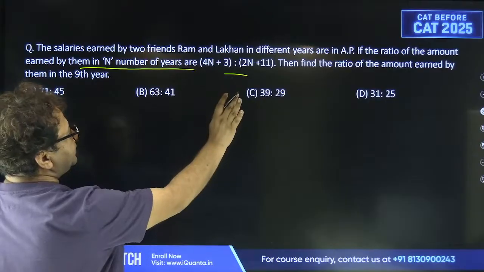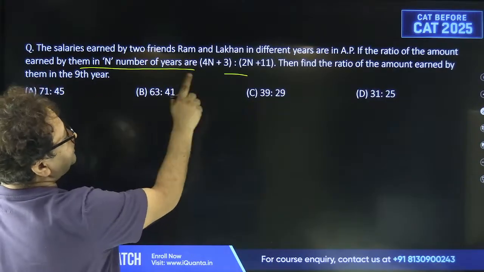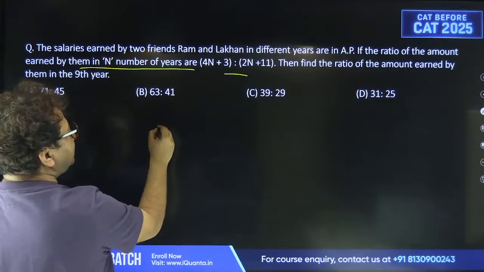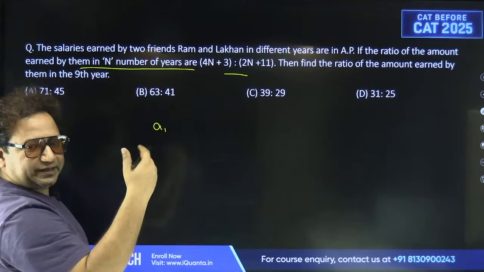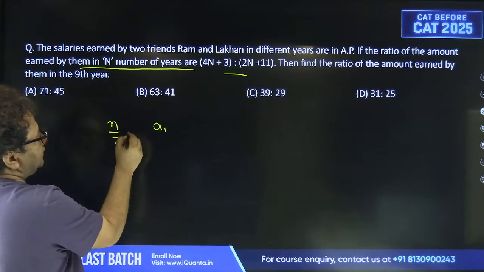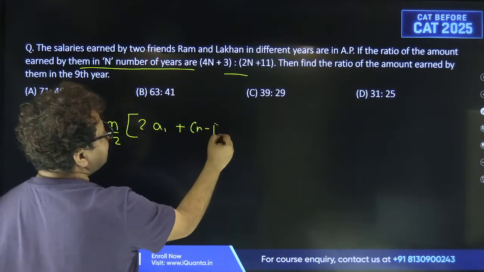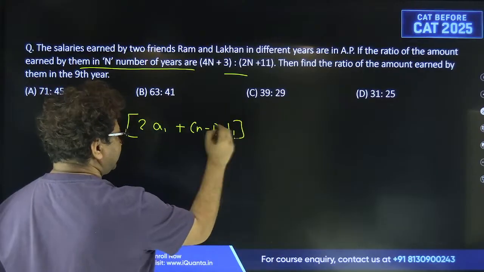Now it's in AP, okay. So, sum of n terms is given by what? And they're two different people. Let's say, in the first year, Ram earned A1 rupees. A1, I want to find the sum, okay? So, n by 2 times 2A1 plus n minus 1 times, let's say there was an increment in his salary of D1 each. Is that clear?